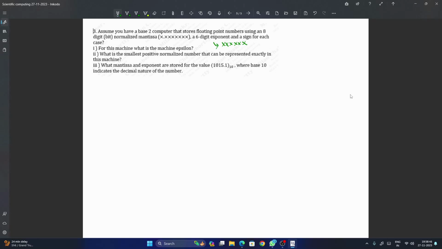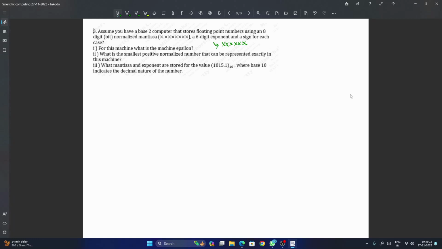What is the smallest positive normalized number that can be represented exactly in this machine? That means what is the smallest positive number produced by that machine? And third, if this type of decimal number is given in that machine, 1015.1, then what is the mantissa and exponent stored by the machine? Here base 10 indicates the decimal number system, not anything else.